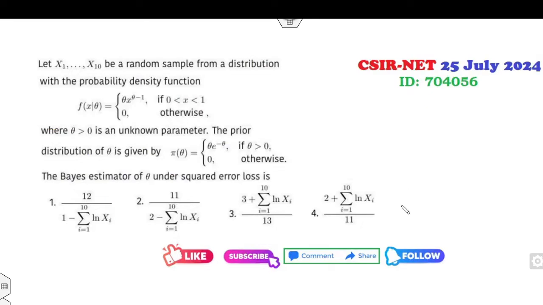Okay, look at this another one. Let Xi's be random samples from the distribution of this. Theta is my unknown parameter. The prior is defined, find the Bayes estimator based on the squared error loss.